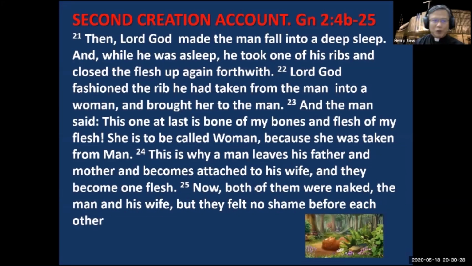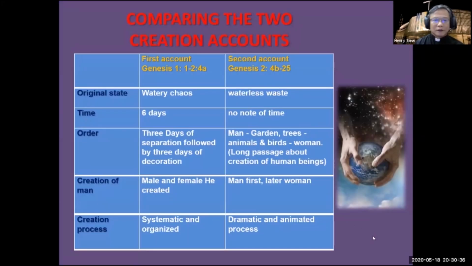Now we make a comparison between the two accounts. I provide you a table. So the first column and then two other columns, second and third column. The second column, we have the first account. The original state described was watery chaos. For the second account, waterless waste. And then the first account described God's creation in 6 days. The second account, no note of time.